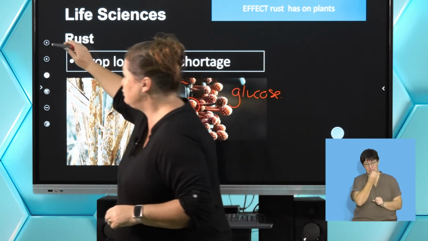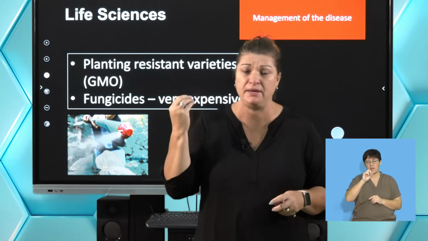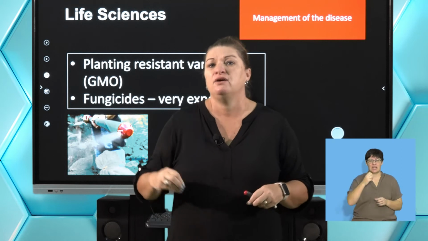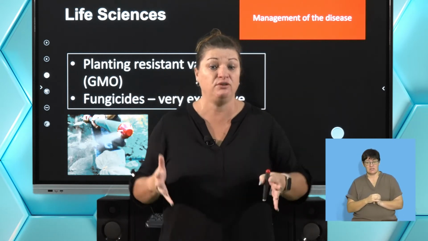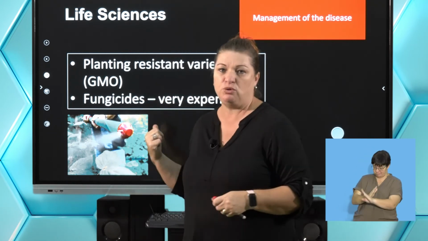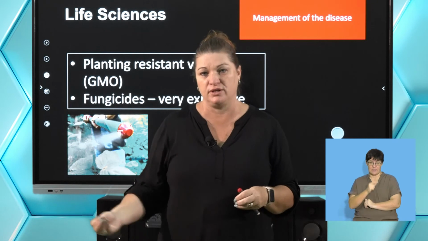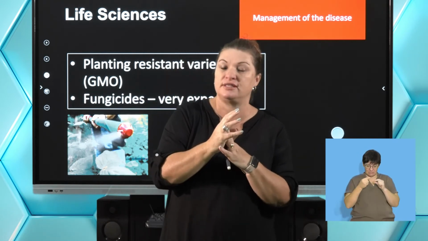So what do we need to try and do? Here, guys, when you look at genetically modified organisms, when you look at genetics maybe in the grade 12 syllabus, what you're looking at is you need to try and find a way to make the plants resistant to rust. And that's what we call a genetically modified organism. We change the genes of the crop so the rust can't attack.